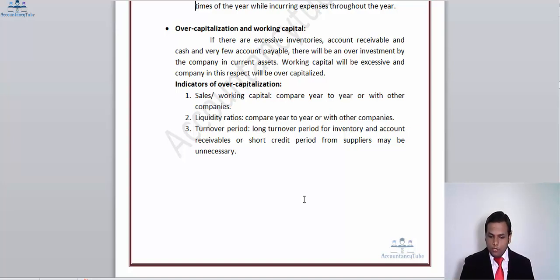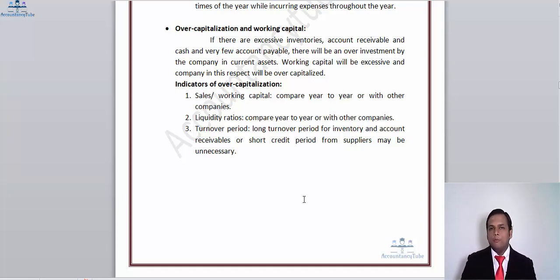Turnover period: long turnover periods for inventory and accounts receivable, or short credit periods from suppliers, may be unnecessary. As I've just told you, despite the fact we have the option of obtaining the credit facility from our suppliers, we tend to pay them very soon, which might not be needed, and give our customers longer time to pay us the money for the sales. So this is also an indicator of overcapitalization.